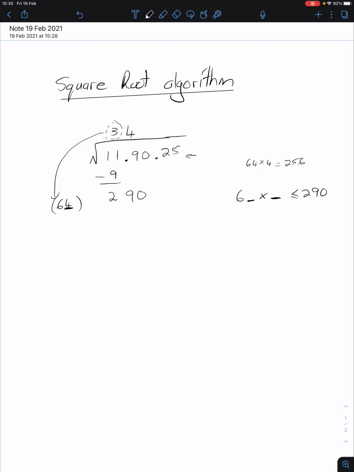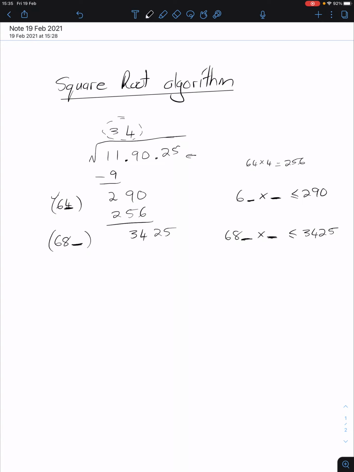And this will be a 4. And 4 times 64 is 256. And if you subtract that, you will have 34. Then you bring down the next pair of digits, 25. And like we did before, you take now the number on top and you double it. So that will be 68 and something, a single digit. So what we need now is a 68-something times something that is less or equal than 3425.